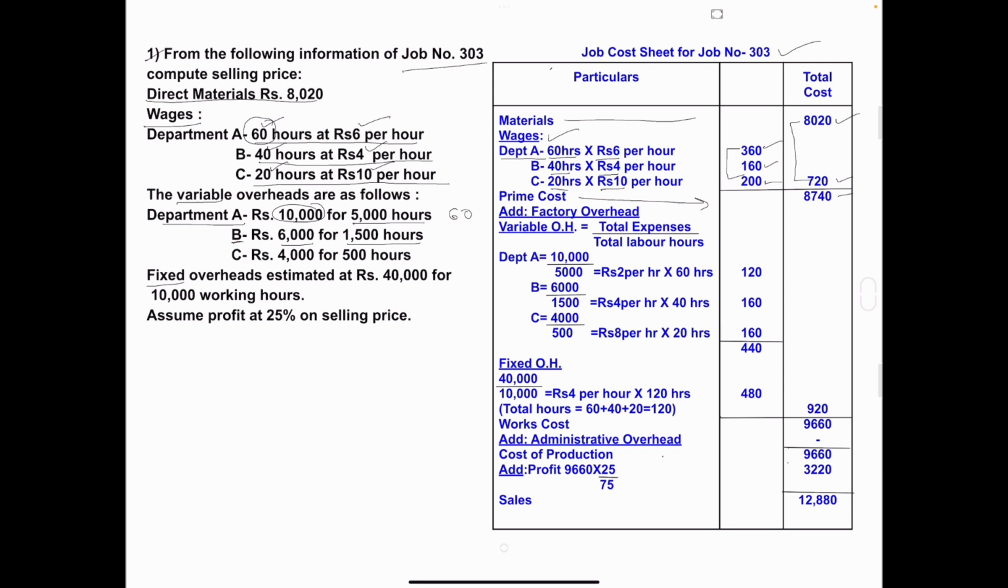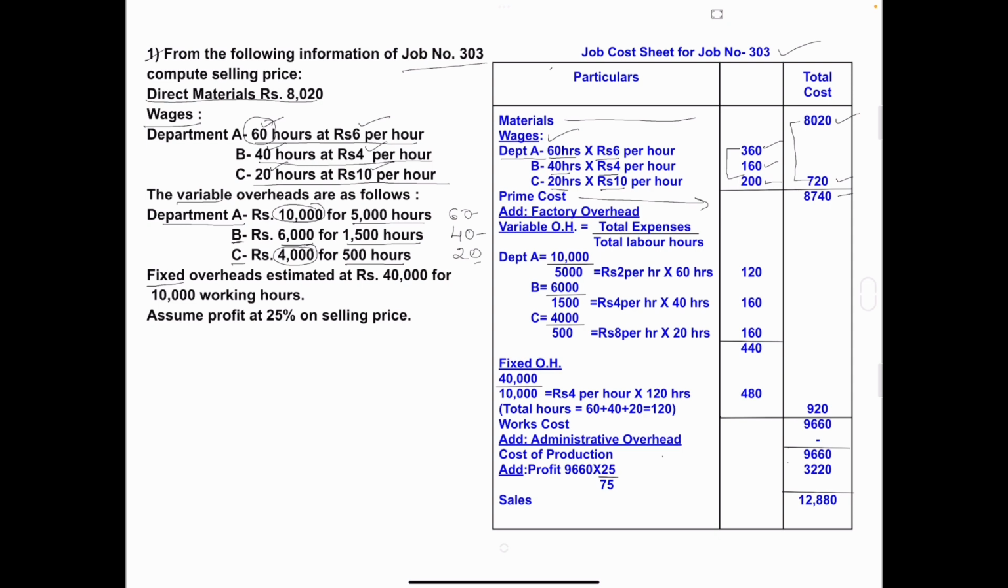Department B, rupees 6,000 for 1,500 hours. But this department B has worked for how many hours? 40 hours. C, for 500 hours, variable overhead amount is 4,000. But this department C has worked for 20 hours. So now we have to calculate variable overhead for 60 hours, 40 hours and 20 hours.